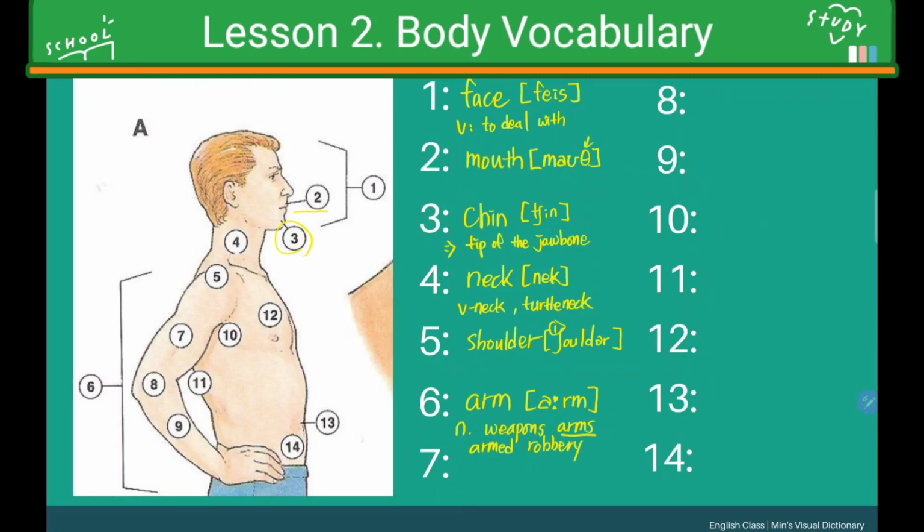Next we have this part, which is upper arm. Then right there, it's elbow. The pronunciation is elbow, elbow. And over here, the front of an arm.